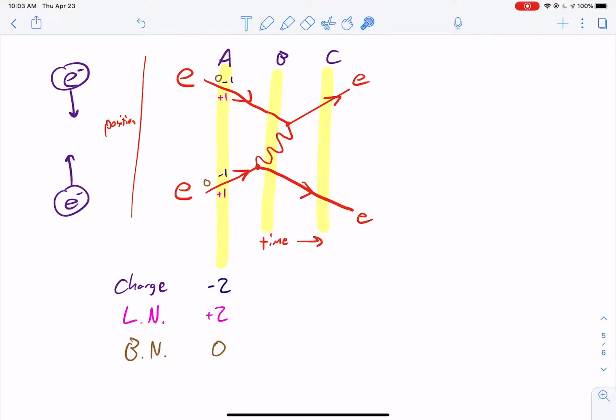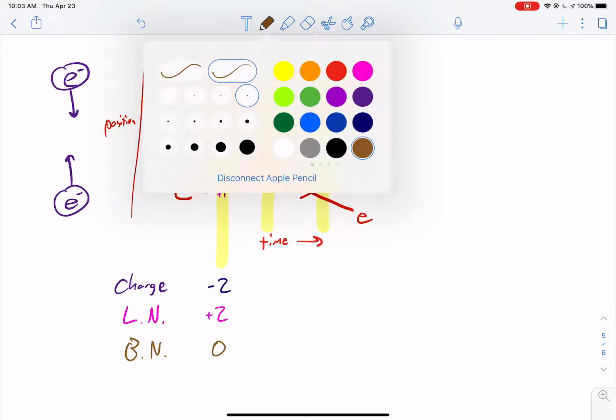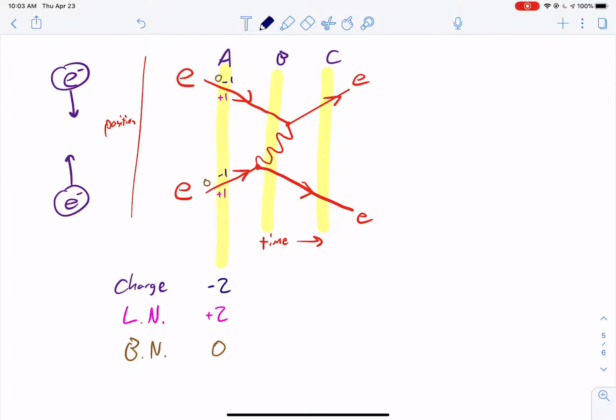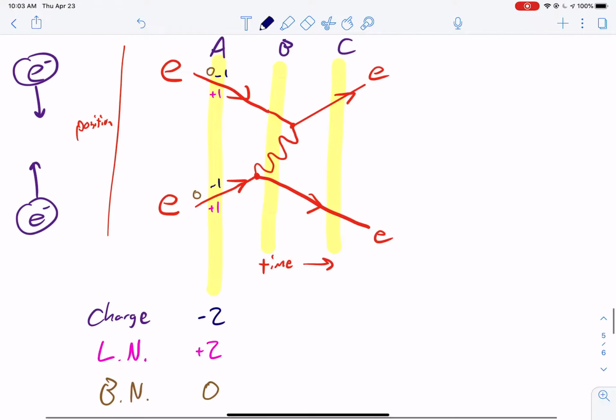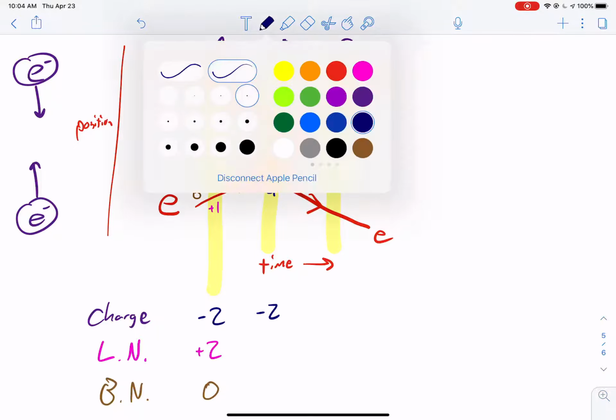So let's check it out. Let's see, charge at time B. The charge of an electron is -1. The charge of this bottom electron is -1. So what must be the charge of that boson? Well, we're already at a charge of -2, which is what we want. So the charge of the boson must be 0. All right, lepton number.